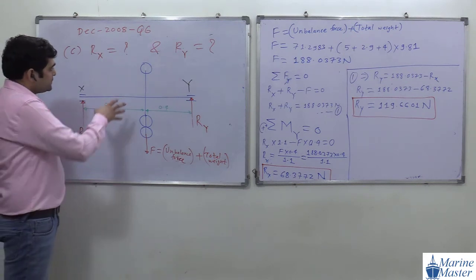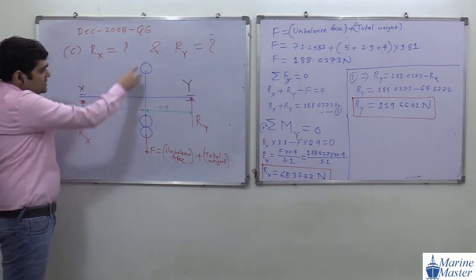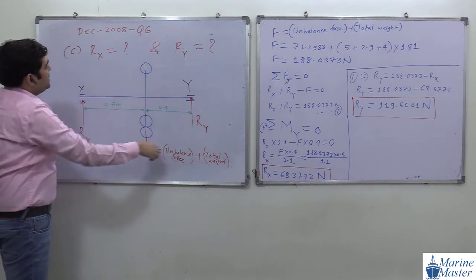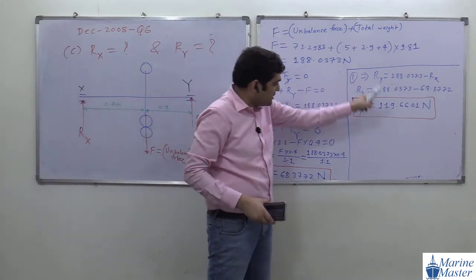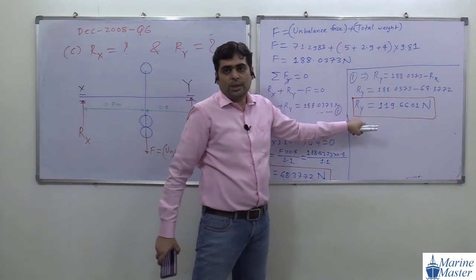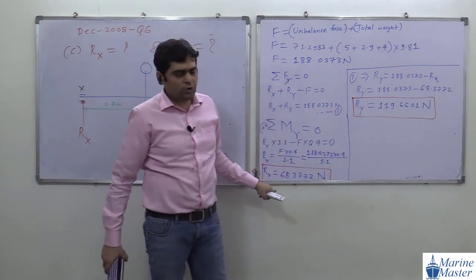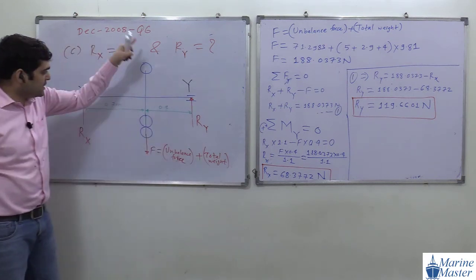Now, please draw this diagram properly. Show the unbalanced force, all these things, Rx, Ry. After that, write down these things, and at the end, write down this one. Our final answer must be in a box. If you don't have a red pen, use a different color pen, no problem with me. But it must be in a proper box. Okay, please everyone write down all these things.